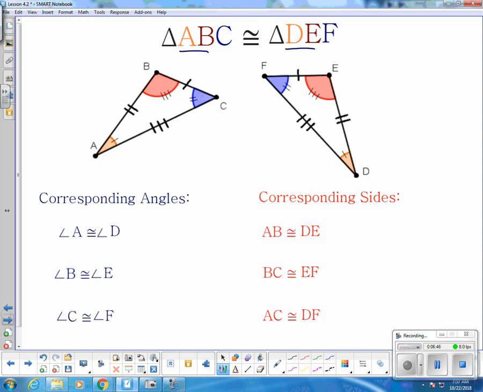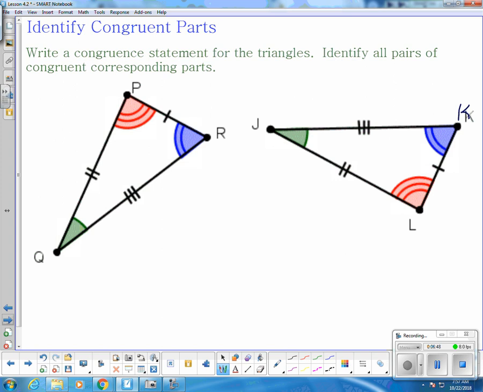So let's see what we get into here. Write a congruent statement for the triangle to identify all pairs of congruent corresponding parts. It doesn't matter what the first triangle starts as. I'm going to say it's triangle PQR, let's go alphabetical. PQR, and we want it to be congruent to triangle.